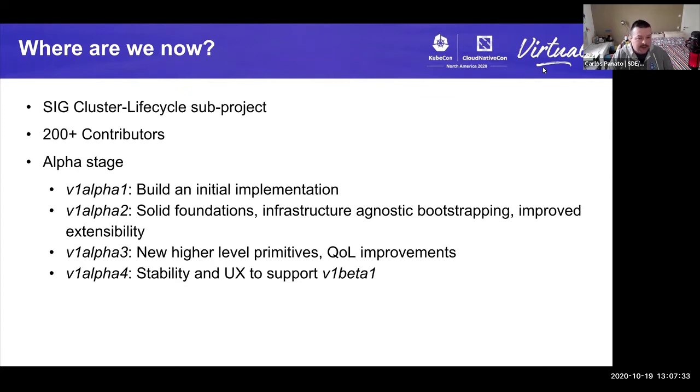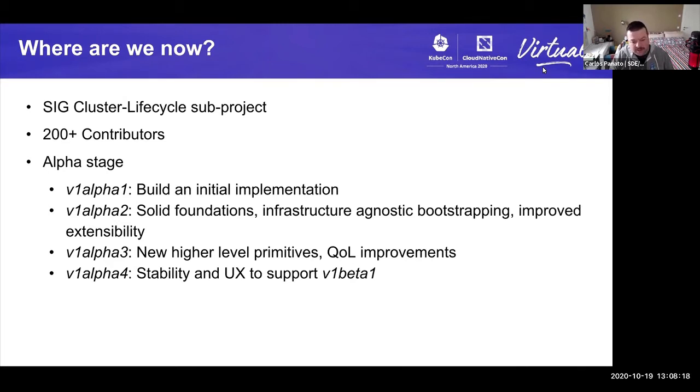Where the Cluster API is right now, we are part of the SIG Cluster Lifecycle sub-project. We have more than 200 contributors, and we are in the alpha stage. We released alpha 1, which was the initial implementation and the POC to validate that everything works. Then we got alpha 2, with solid foundations and building the bootstrap-agnostic infrastructure. A few months ago, we released alpha 3 with more primitives and a lot of improvements, trying to make it a little bit more stable.